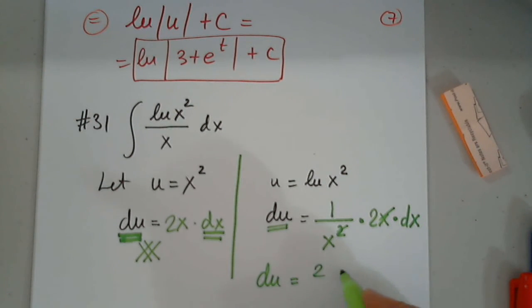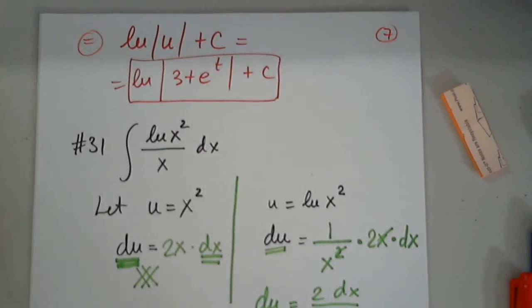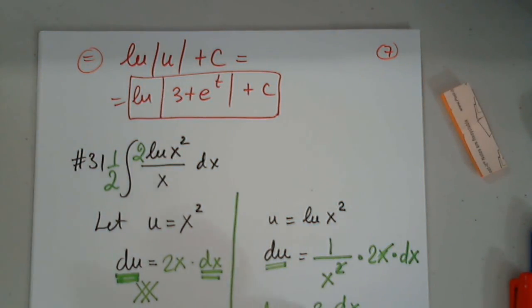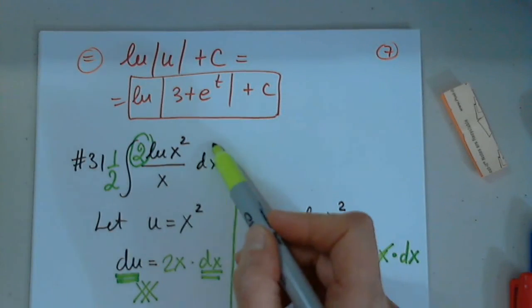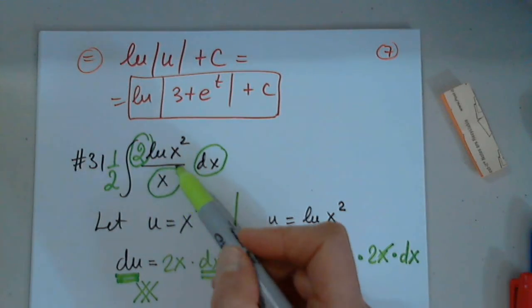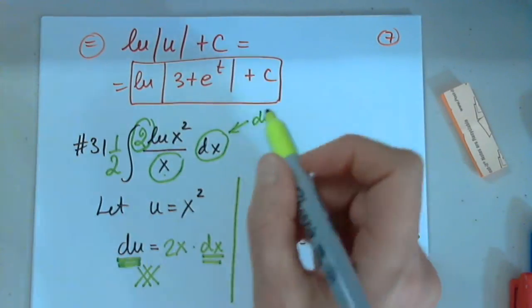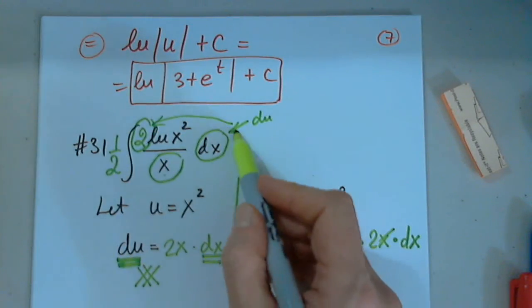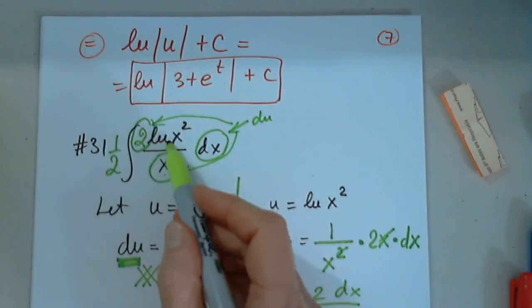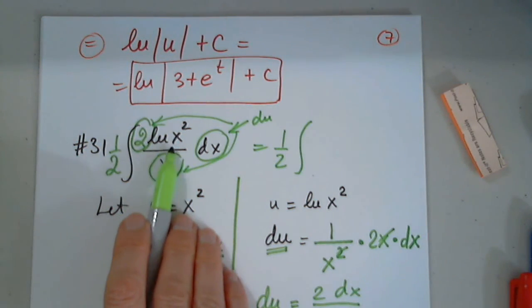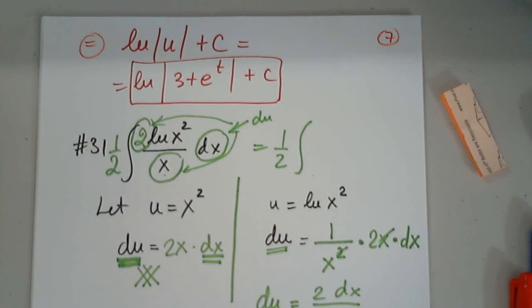du is 2 dx over x. Look at that. 2 and 1/2, 2 dx over x, 2 dx over x. These three pieces will be replaced by du, all these three. And then what am I left with? So I have 1/2 in front. What is natural log of x squared? Look at our explanation and tell me what would you replace that by?